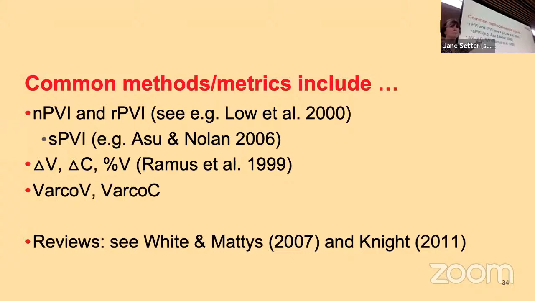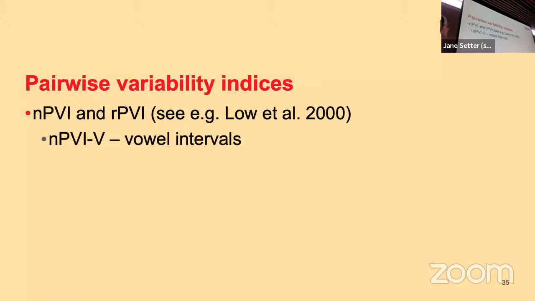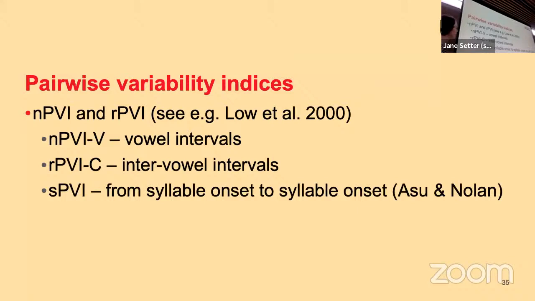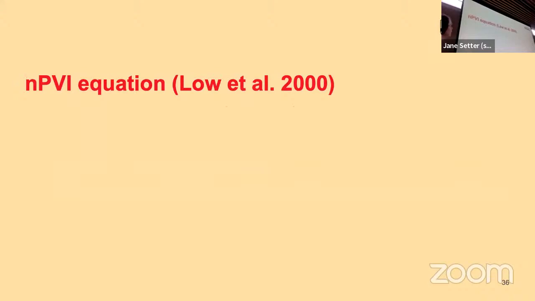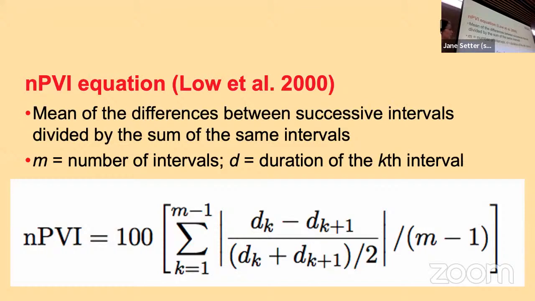But you usually see this sort of stuff. So if we're going to apply these kinds of things, we have to think about how we're going to prepare the data that we've got in order to do that. So pairwise variability indices, as I said, look at vowel intervals and inter-vowel intervals. And then this one is from syllable onset to syllable onset, and that was the Asim Nolan one. And then here is the NPVI equation, which I just look at and go, ah! The good news is that there are various spreadsheets and programs you can download where you just throw your durations in and it will come up with the PVI.